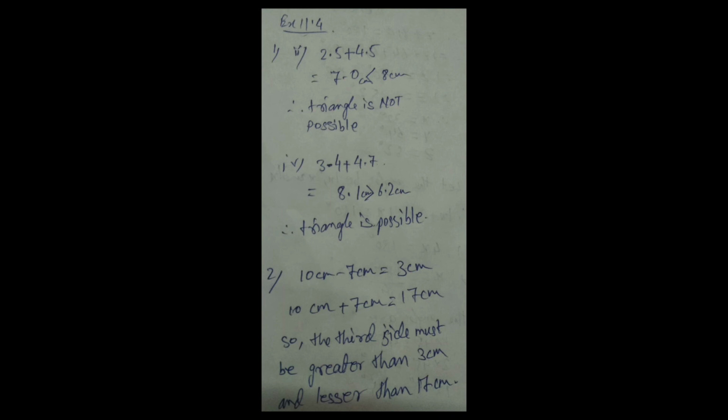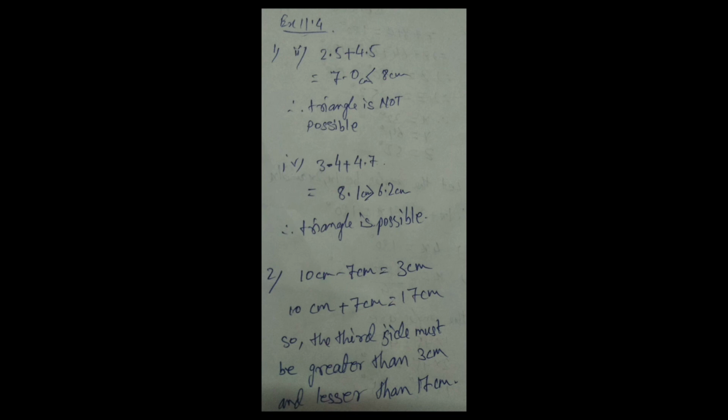This is exercise 11.4. In this exercise, you have to remember a property of triangle, that sum of any two sides of a triangle is always greater than the third side. So question number 1 part 2. The first two sides are given 2.5 and 4.5. We will add them. The answer will be 7, which is smaller than the third side, that is 8 centimeter. So the triangle is not possible.